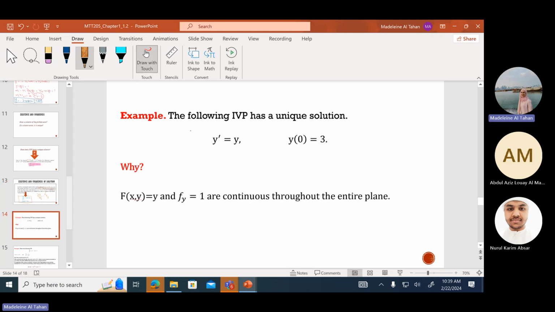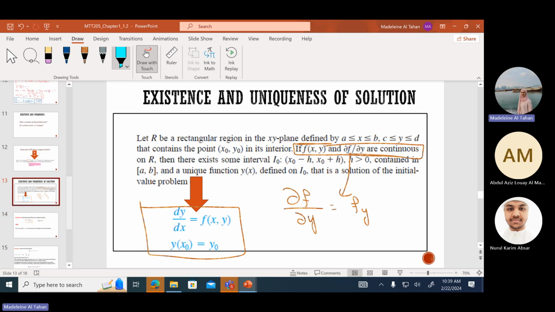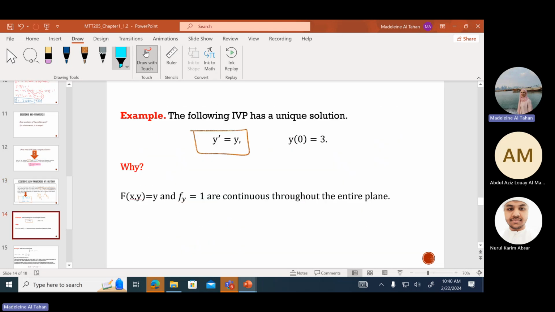This one, y prime equals 1, has the same shape as this one, right? y prime equals something. What's F here? F is equal to y, right? What's x naught here?